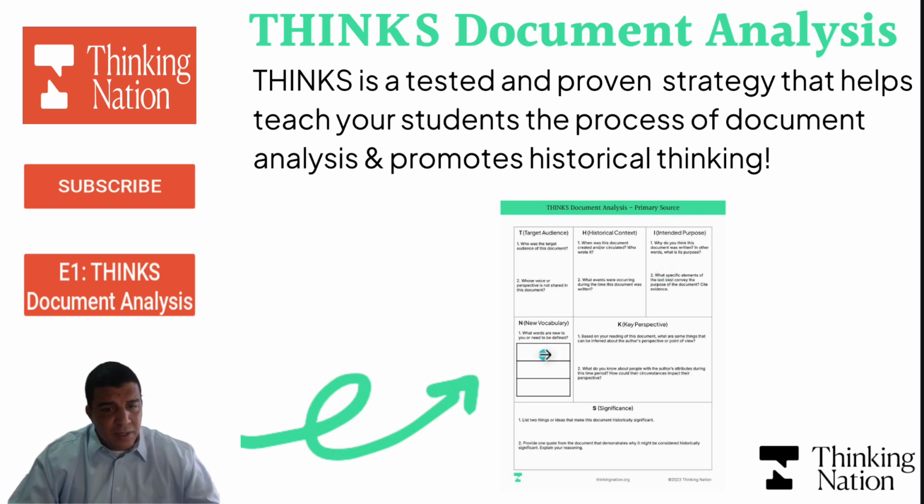N is new vocabulary. What new vocabulary or words are in the document that might stop students from truly understanding its meaning? K is the key perspective. What is the goal? What do we know about the author's time period and their perspective on what they're writing? And S is the significance of the document.